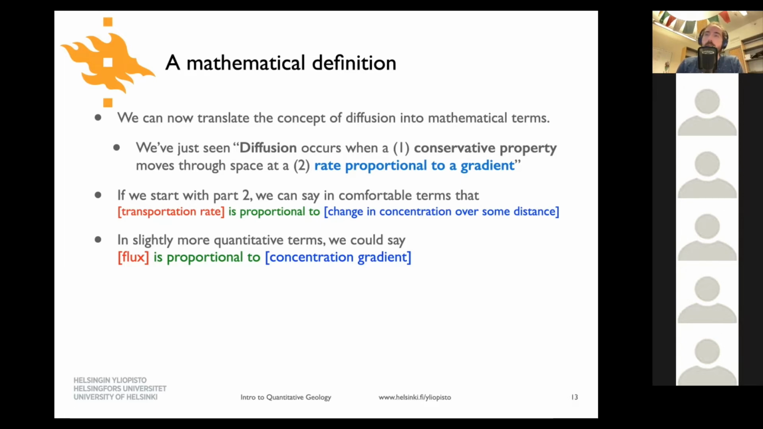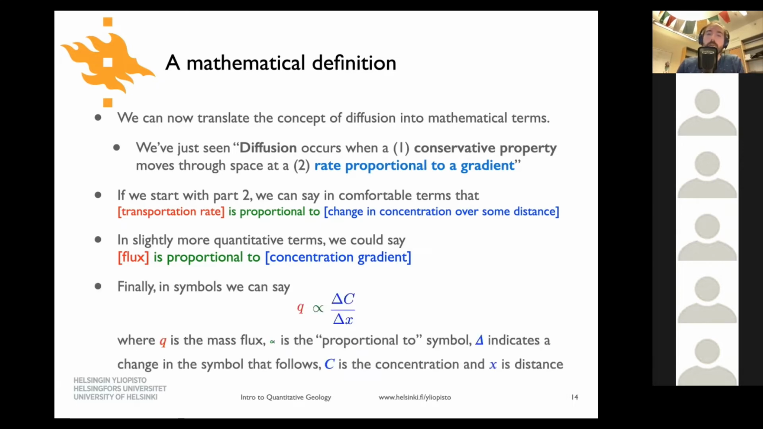Flux is something we often indicate with the letter Q. Now, lowercase q is often used to refer to a flux. Could be a flux of energy, flux of heat, or a flux of mass. And a concentration gradient is going to tell us something about some kind of change in concentration over some distance.